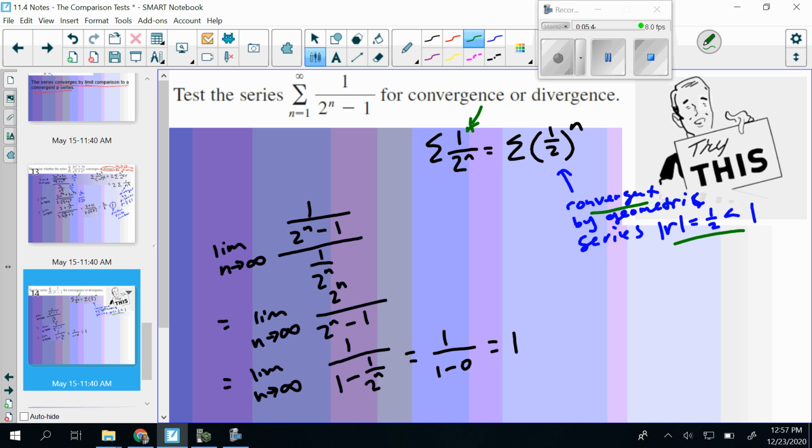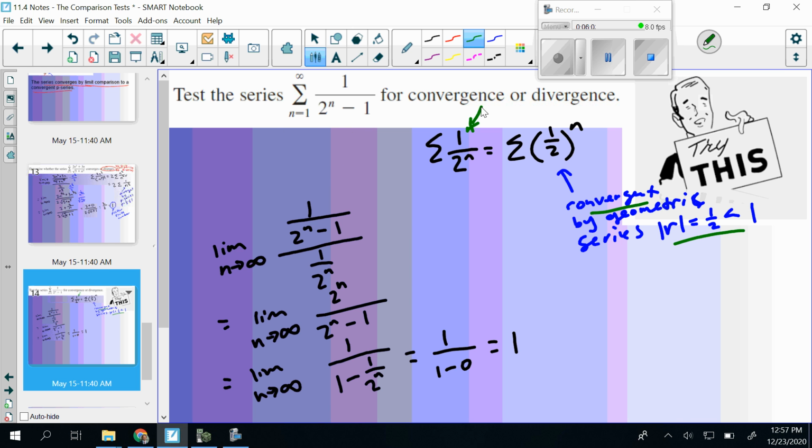So we'd want to compare it. However, I don't think we can do a straight comparison, because we need this one to be less than our convergent one to do direct comparison, but it should be bigger since we are subtracting from the denominator. So we can't do direct comparison.